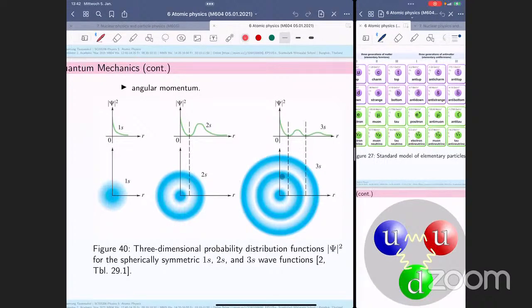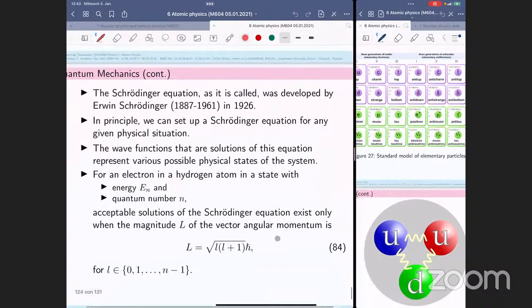And for the 3s, you could have the magnitude square of the wave function like this. At the center, in this circle, in this ring, you have more chance to find a particle. And in the outer ring, in the second ring, you have, again, more chance to find a particle.